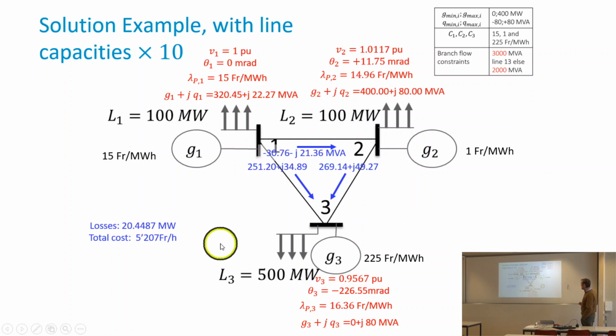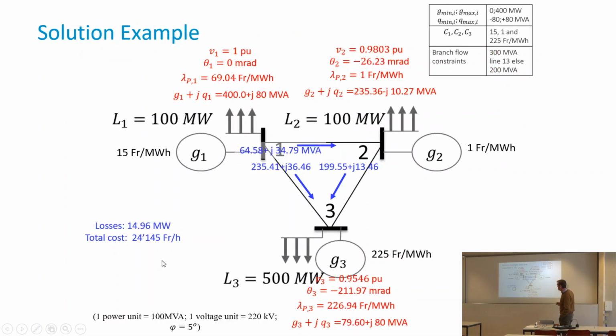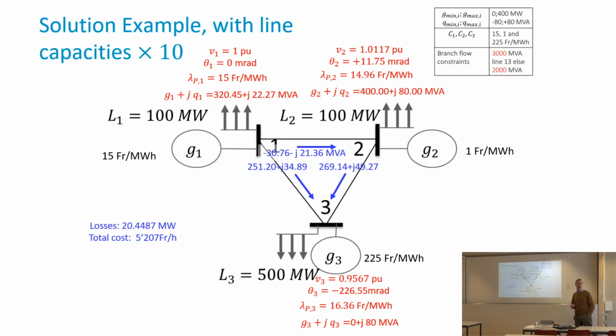The total cost also is very different. So the total cost is 5,000. In the previous case, the total cost was 24,000. So it has been divided by 5 here.